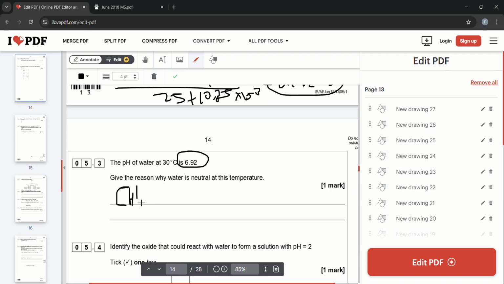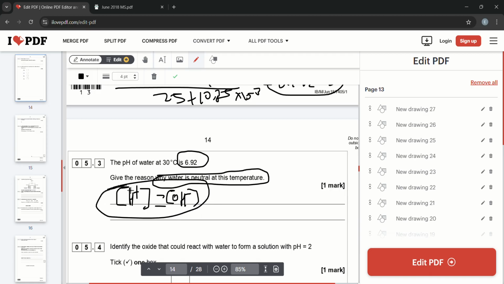Because [H+] is equal to [OH-]. Anytime you get a question like why water is neutral at this temperature, you might be wondering how does that explain it? Because it says a reason, you're just given an equation, or whatever it is, always use this: [H+] is equal to [OH-], square brackets around it, and you will 9 times out of 10 get the mark.